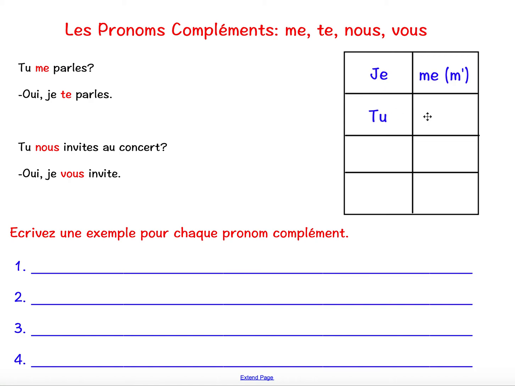For tu, we're going to use te or T apostrophe. For nous, it's actually going to be exactly the same. We're going to use nous, and same goes for vous.